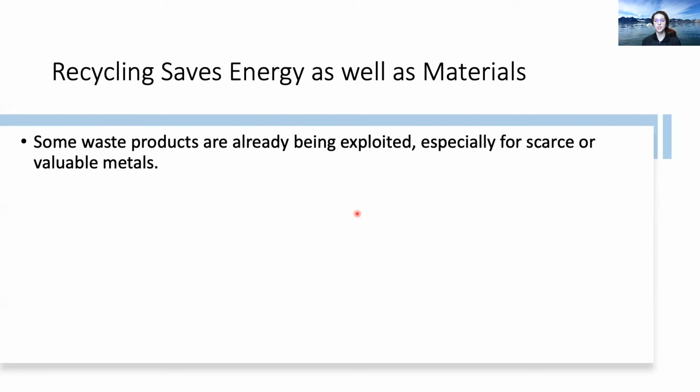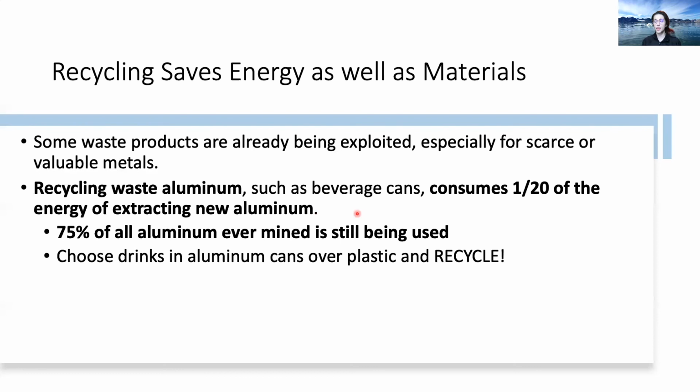Aluminum, for instance, must be extracted from bauxite by electrolysis, which is very expensive and also energy intensive. So the high value of aluminum scrap, which is about 2,000 a ton versus 200 for iron, gives consumers plenty of incentive to deliver their cans for collection. Recycling waste aluminum, like your beverage cans, consumes about 1/20 of the energy of extracting new aluminum. And a fun fact is that about 75% of all aluminum ever mined is still being used today.